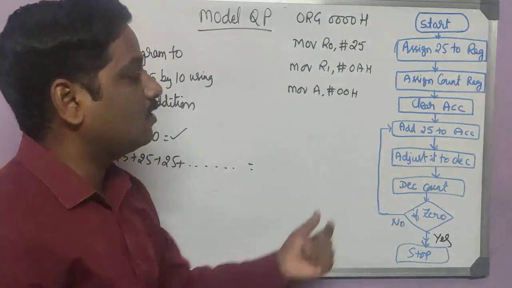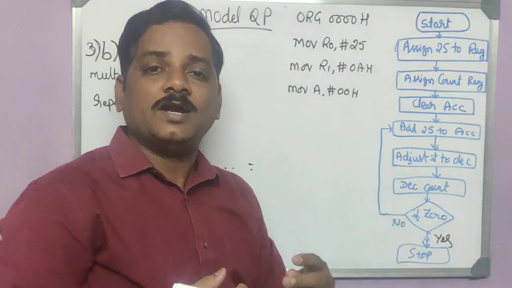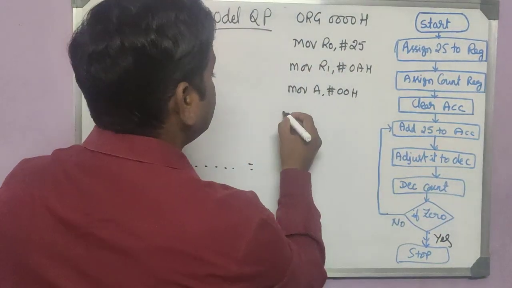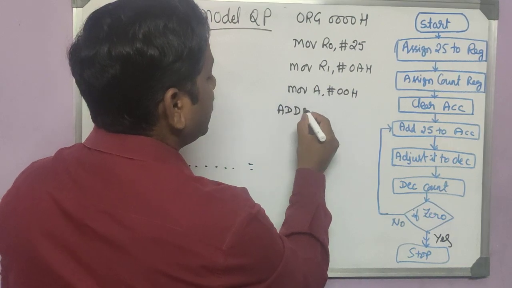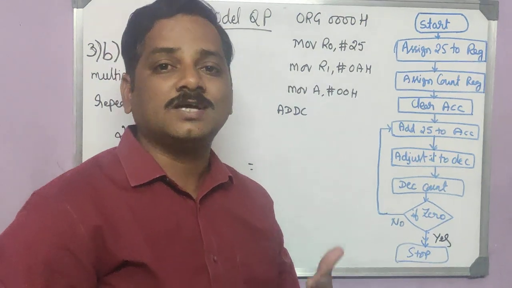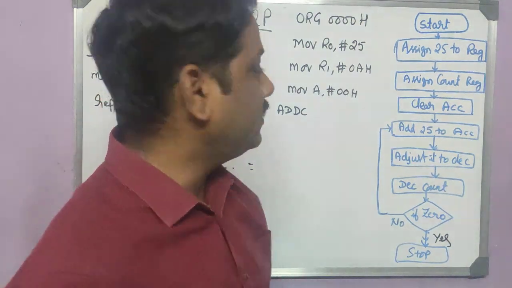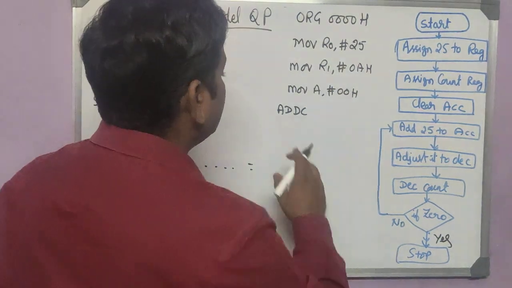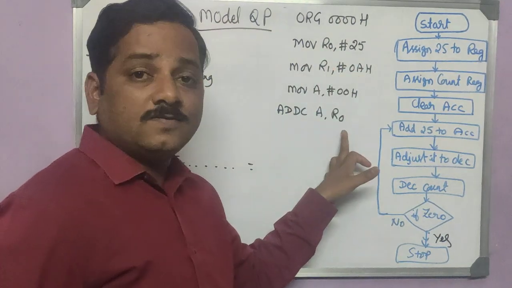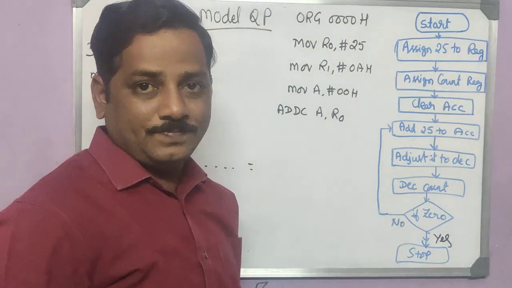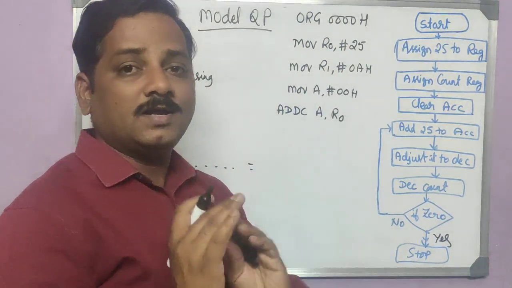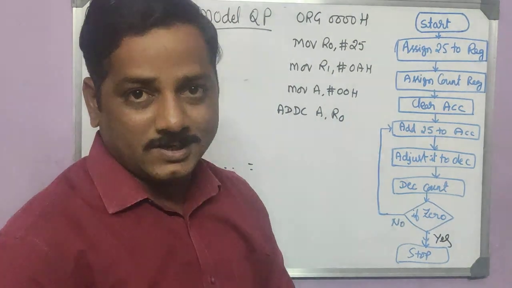Now we should use an instruction called ADD, wherein the accumulator should be added with the number 25. Where do we have that 25? I have it in R0. So I can use it like this: ADD. Actually ADDC, because when you are adding repeatedly, there is a chance of getting a carry. That carry should be added, so we should use the instruction ADDC A, R0. The content of R0, which is 25, will be added with A. Right now the accumulator content is 0 and R0 has 25, so both will be added and the result will be 25 in the accumulator.